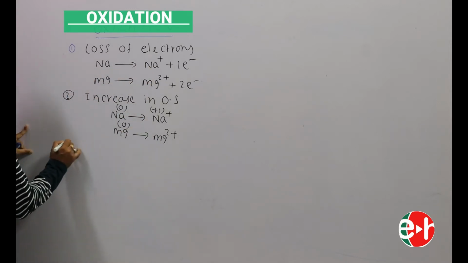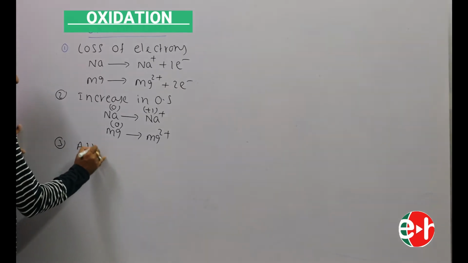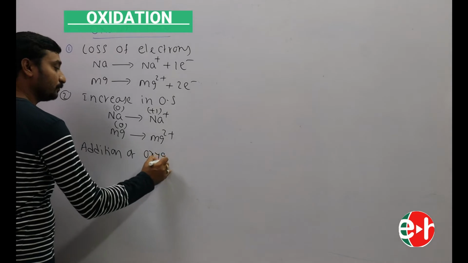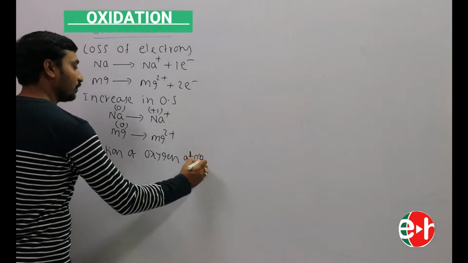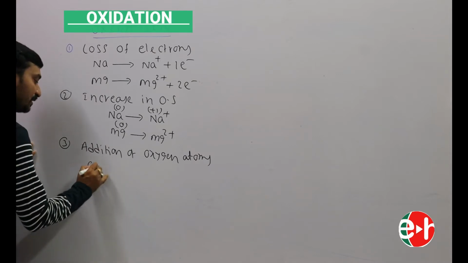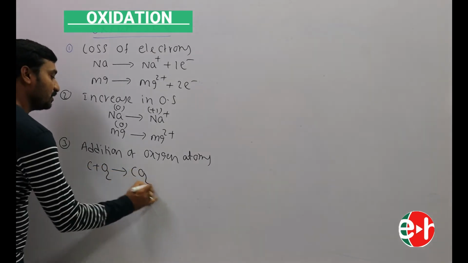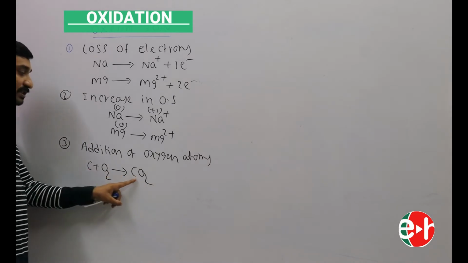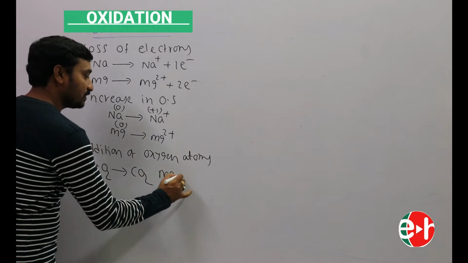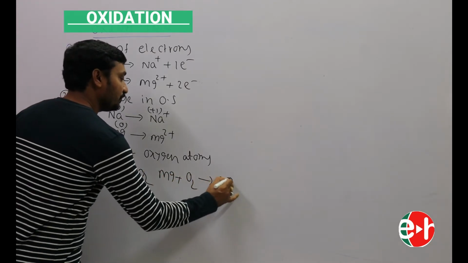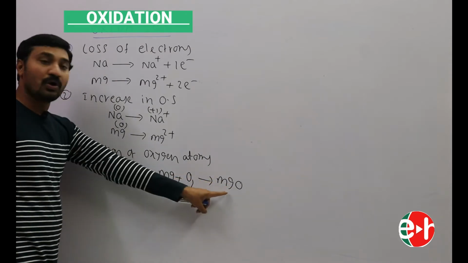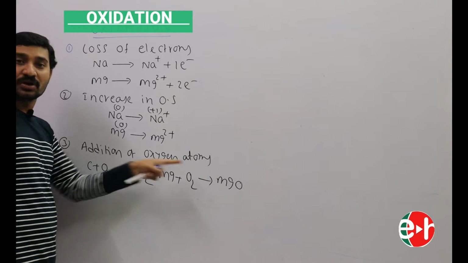Next, third one, addition of oxygen atoms is also oxidation. For example, C + O2 gives rise to CO2. Here two oxygens are added to carbon. So here carbon undergoes oxidation. Mg + O2 gives rise to MgO. Here oxygen is added to magnesium. So magnesium undergoes oxidation. So addition of oxygen is oxidation.